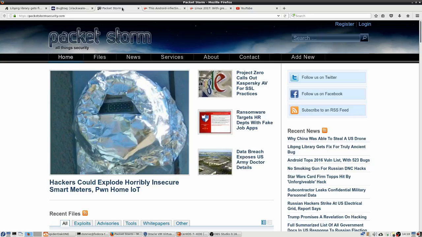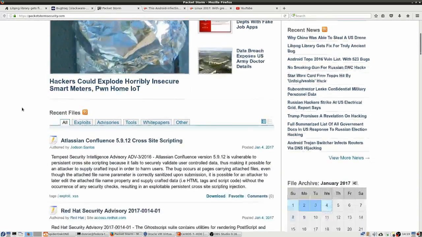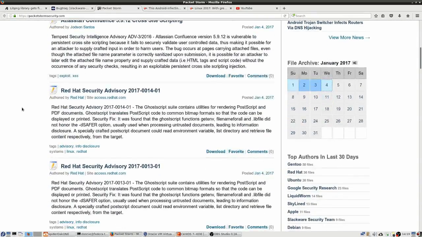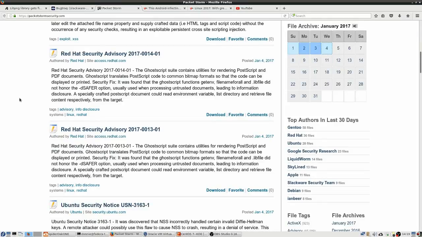Also, packetsecuritystorm.com, a very good website to keep up with the latest and greatest security news, not just with Linux, but with all operating systems, network devices, pretty much everything else. And we can go down here. We see we have a few Red Hat security advisories.